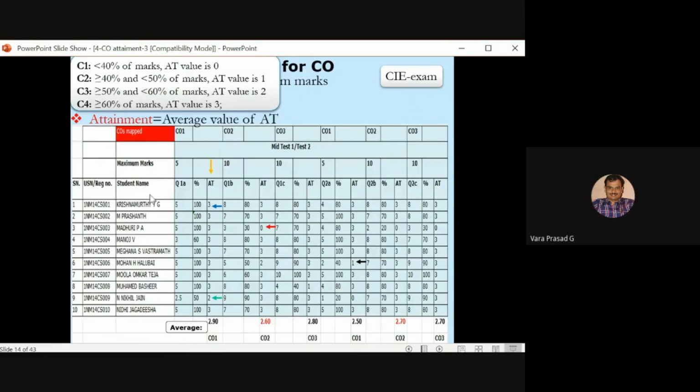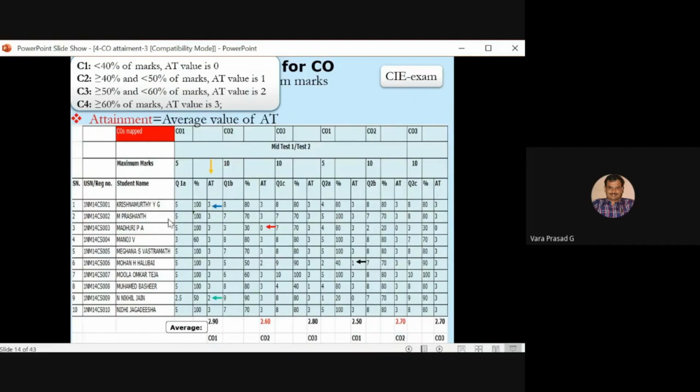Now, for example, take a student called Krishnamurthy, serial number 1. In question 1A, how many total marks are there? 5. But Krishnamurthy, how much has he scored? 5. So 5 divided by 5, how much? It is 100 percent. So the attainment value, how much here? 3. In the sense, attainment value is 3.